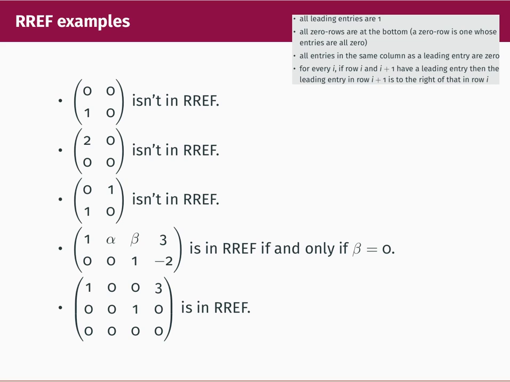Let's see some examples. I've copied at the top of the slide here the definition of row-reduced echelon form, and we're going to look at some examples of matrices which are or are not in row-reduced echelon form. The first matrix here is not in row-reduced echelon form. Pause the video and look at the definition and figure out for yourself why it isn't. Okay, of course, the reason is that this matrix has an all-zero row, but the all-zero rows are supposed to be at the bottom, and here the all-zero row is not at the bottom. There is another non-zero row below it.